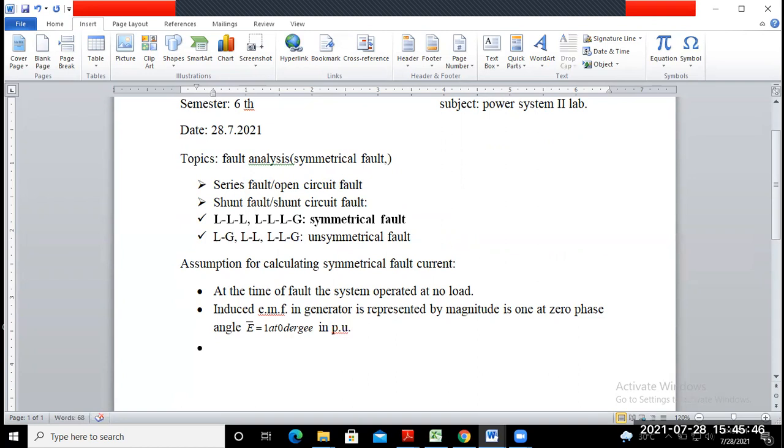Next one is, all the transformers in the power system are represented by only leakage reactance. Okay, the resistance is neglected. So when you draw the single line diagram or three phase single line diagram, you only consider the reactance of the transformer.